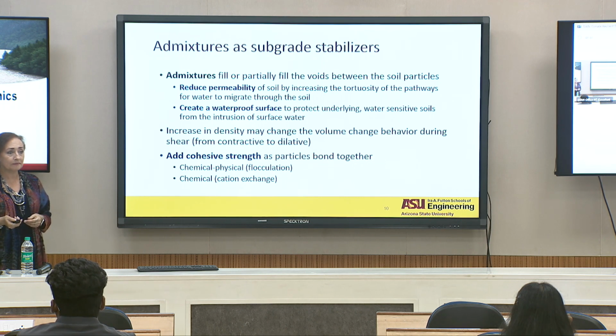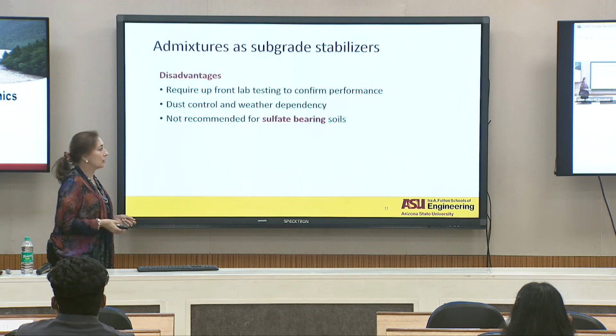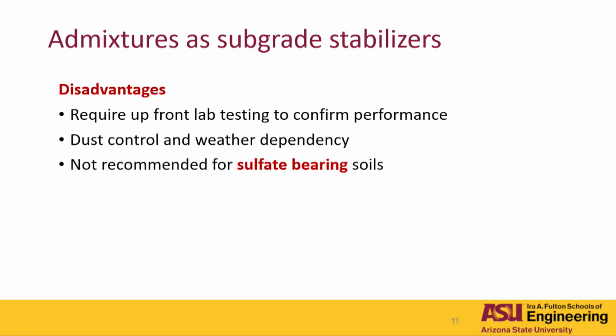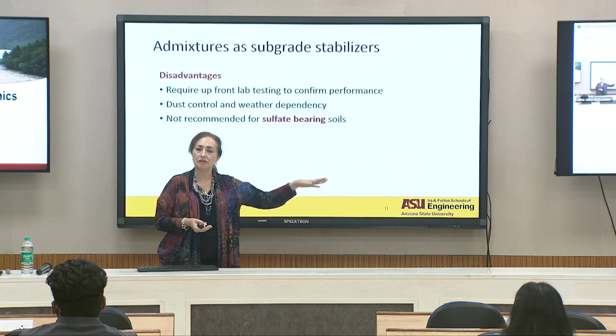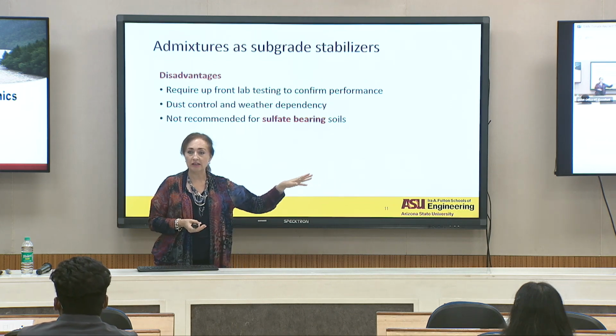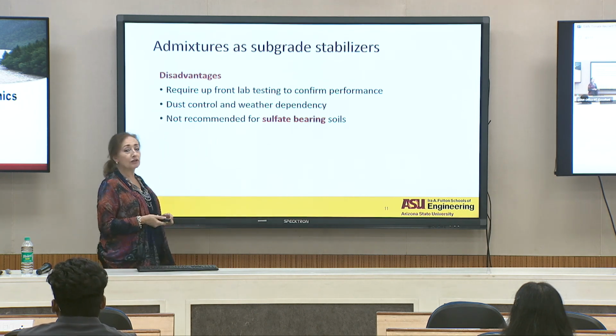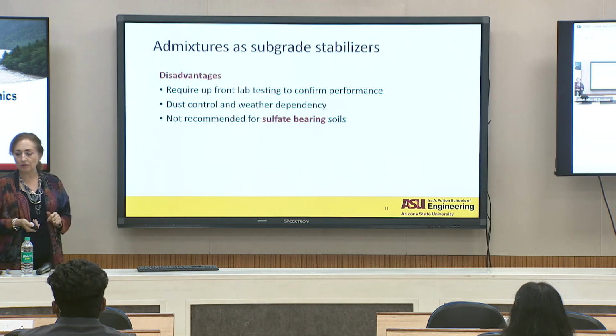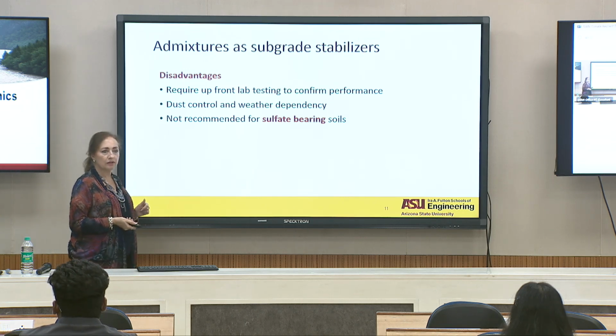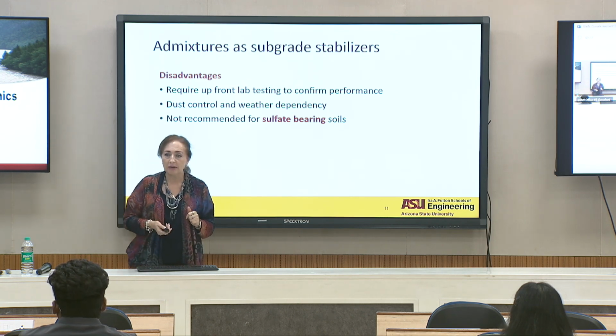Okay. Disadvantages of the admixtures. Well, you need to test it. You need to figure out if the particular material that you want to mix the soil with is going to be okay. There's usually a problem with dust control, and there are also problems with weather dependency, meaning that after a few years, the benefit of the treated material is gone, because of the cycles of wet and dry and stuff like that. And there is also a very big problem, at least on expansive soils. I'm going to go into a little more detail on this one. It is when we have sulfate-bearing soils.